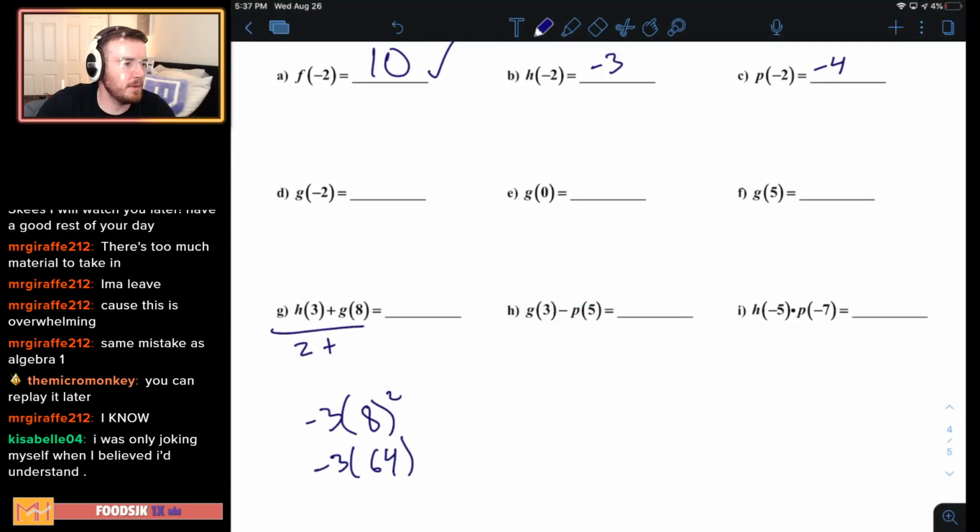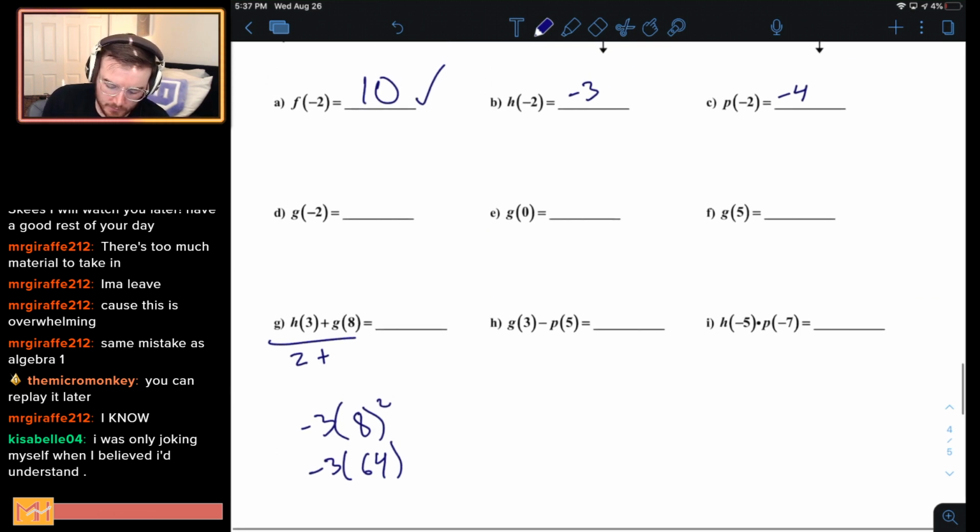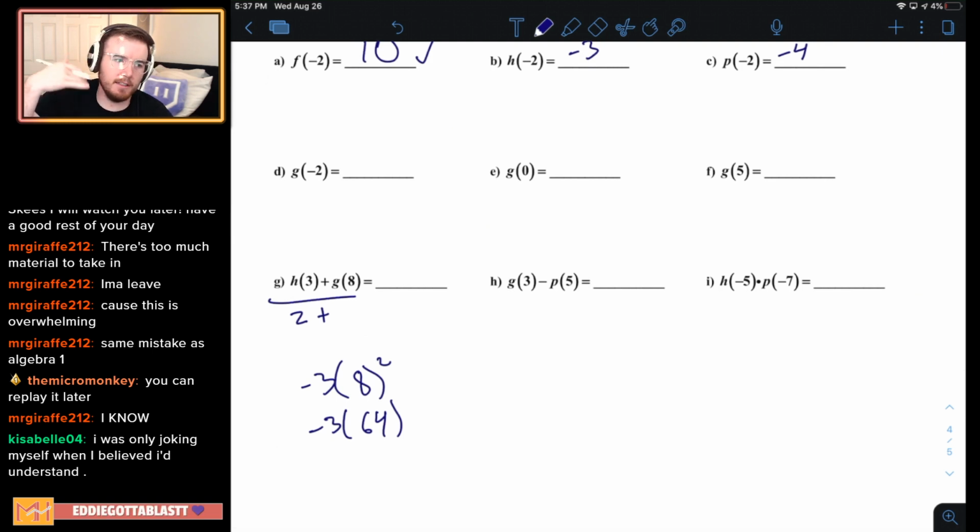I was only joking myself when I believe I'd understand. You can understand. I don't want anyone to stress. We're all in a funk. It's been a while since we've done math. All of a sudden, it'll just come flowing back. Trust me.